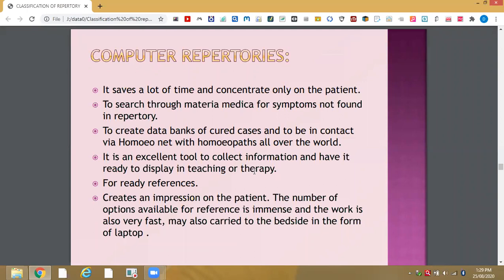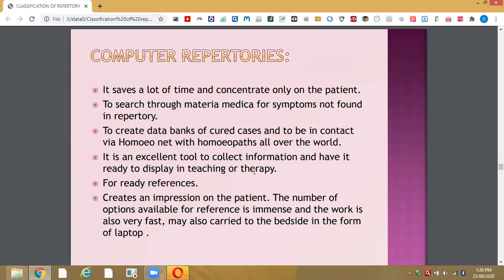Then it is an excellent tool to collect information and have it ready to display in teaching or therapy. In teaching also, this information is very much helpful. Then for ready reference, in these computer repertories we can save the data properly, so they are also helpful to us for ready references. Then it creates an impression on the patient.